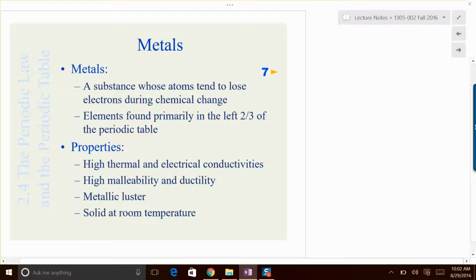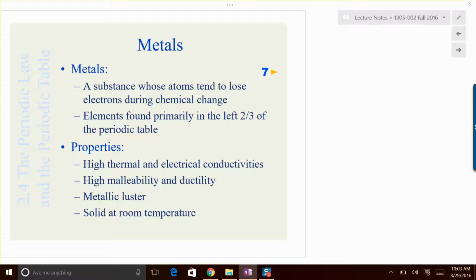Okay, so metals conduct heat and electricity. They're highly malleable, which means that you can displace the metal atoms easily. So if I take a piece of metal and hit it with a hammer, you'll dent it, right? You've displaced the atoms and reshaped it. So it's malleable. And ductile: you can pull it into strands like wire. You can make it into wire.